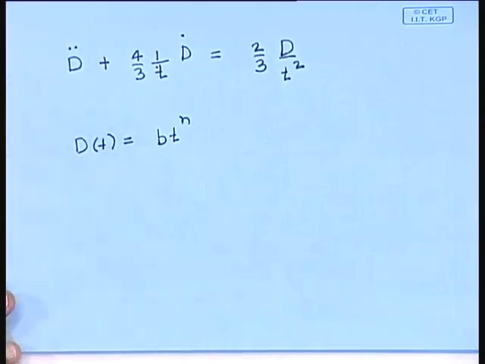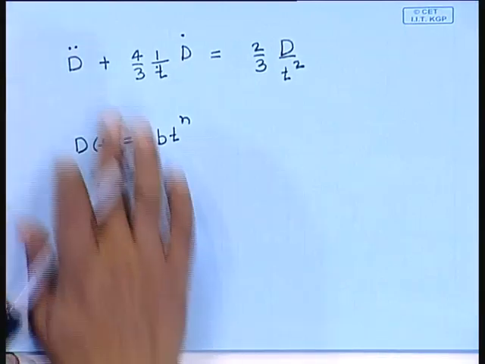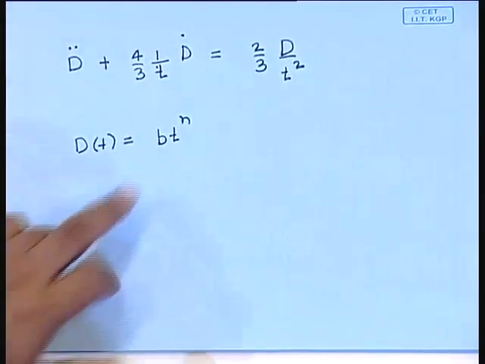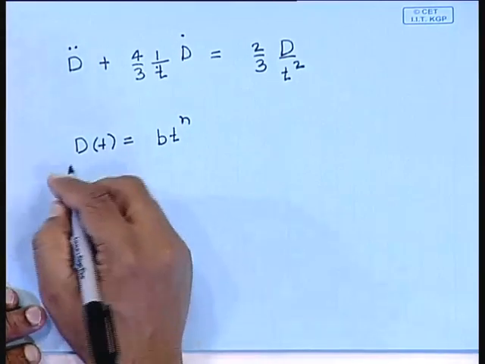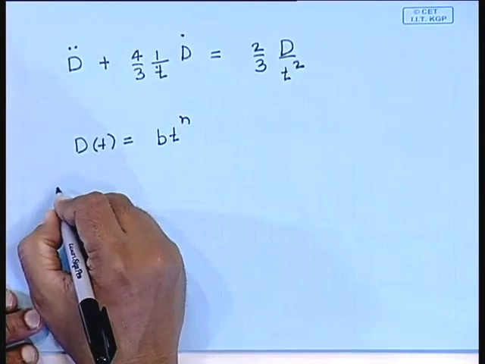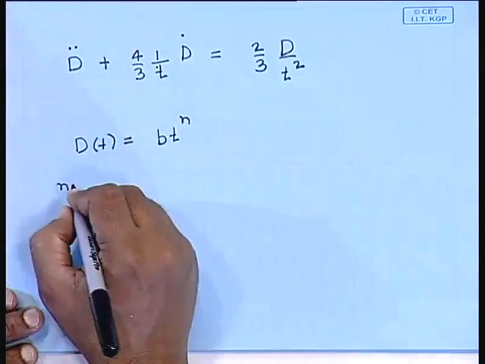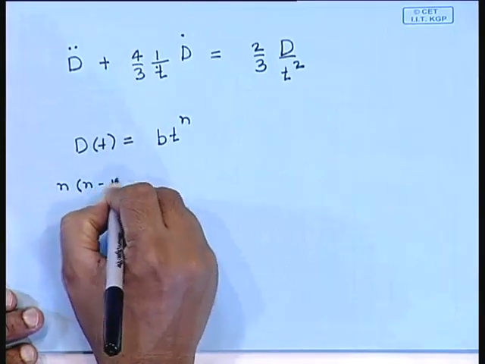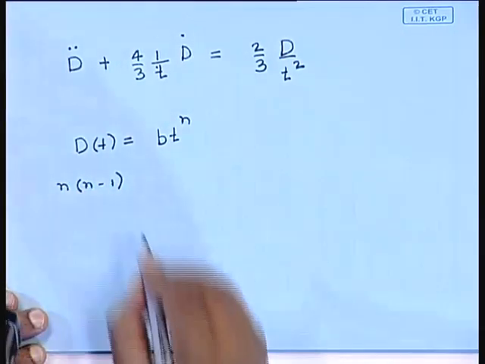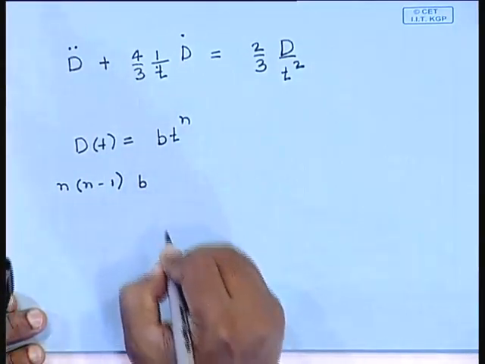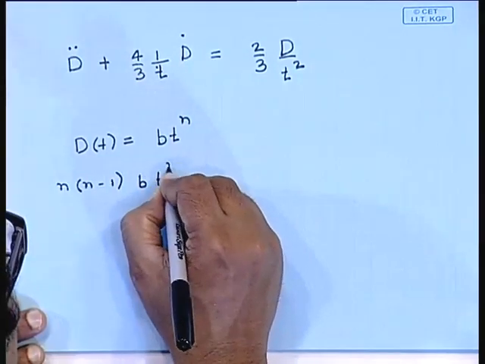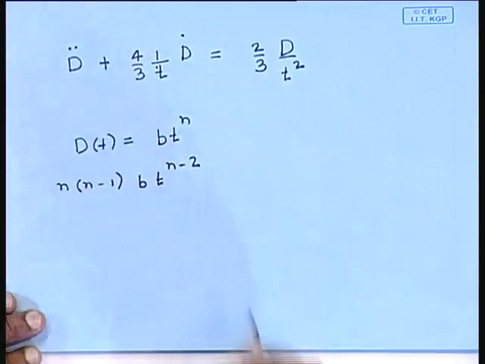So the solution is of this form, we know this for such homogeneous equations. If you plug this in here, what you get is n, if I differentiate it twice, I will get n into n minus 1 into b t to the power n minus 2, that is the first term.